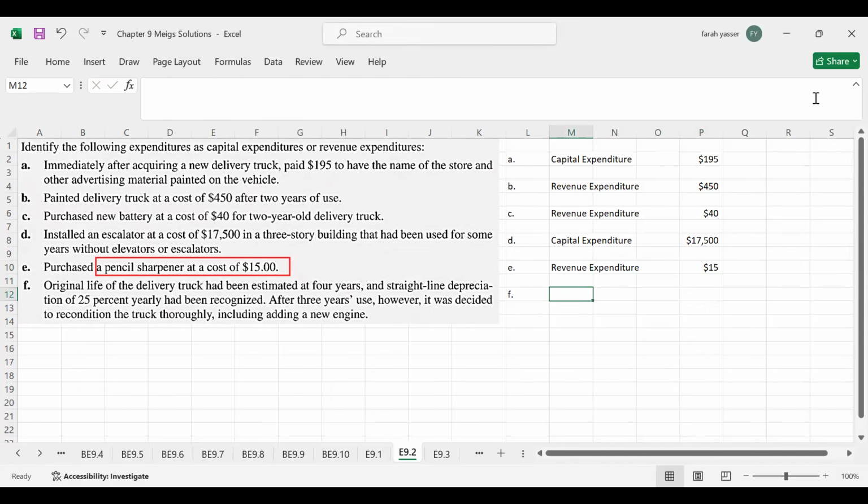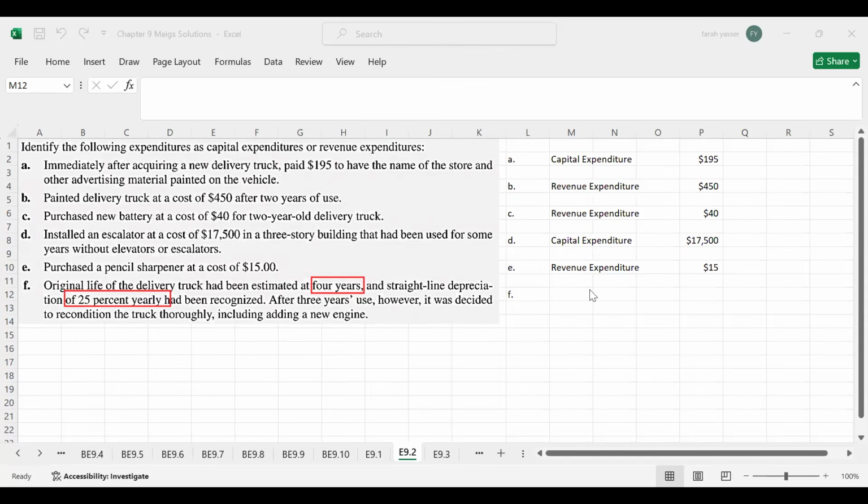The last example, we are going to read it. The last example: original life of the delivery truck has been estimated 4 years. Straight line depreciation method is used, which is 25% yearly. After 3 years of use, however, it was decided to recondition the truck thoroughly, including adding a new engine.